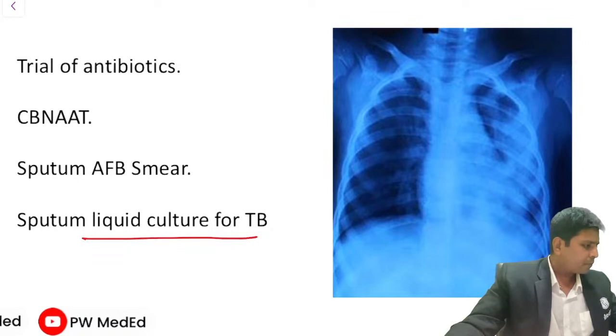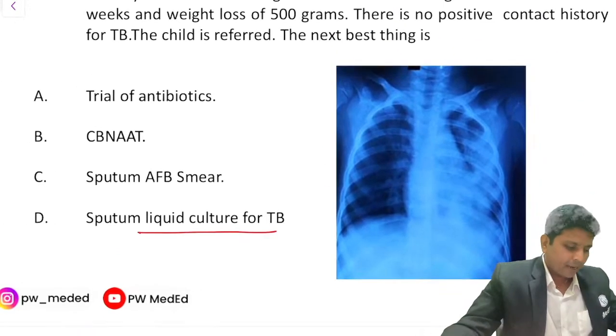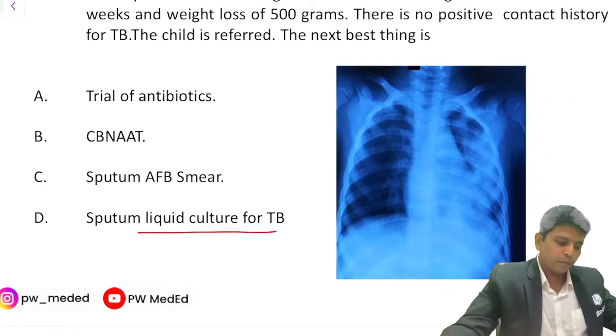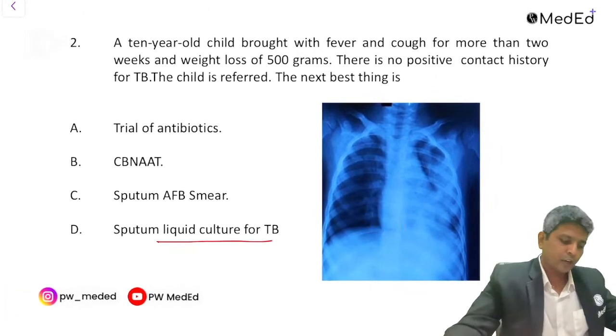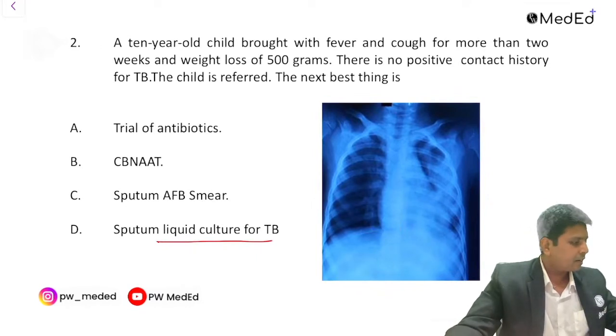For the question on meconium aspiration, 2 of my kids have opted for bag and mask ventilation. So what is the answer? Most of my kids are going for the choice sputum for CB naught. Shall we discuss, my dear children?